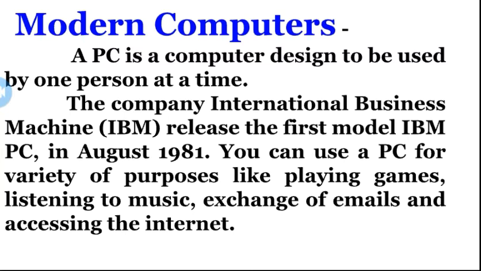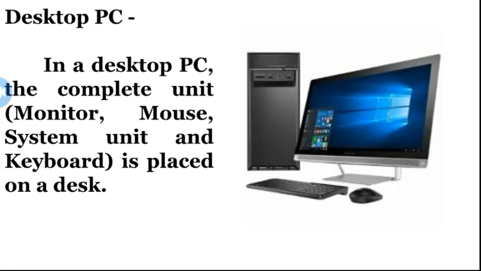Students, we are going to discuss different modern computers. Number one is desktop PC. The PC means personal computer. In a desktop PC, the complete unit like monitor, mouse, system unit and keyboard is placed on a desk. The most common type of desktop PC is the tower type where the system unit sits vertically on the desk.